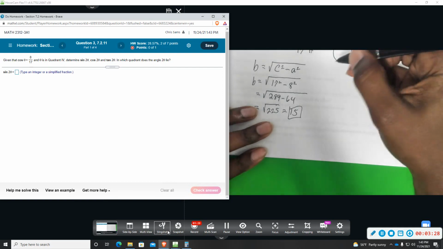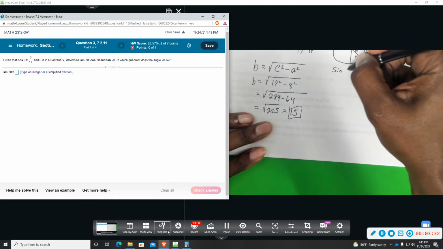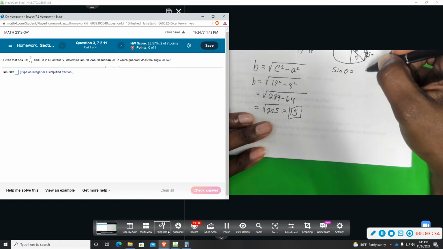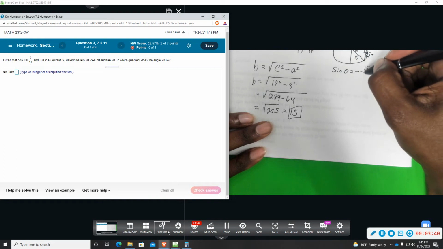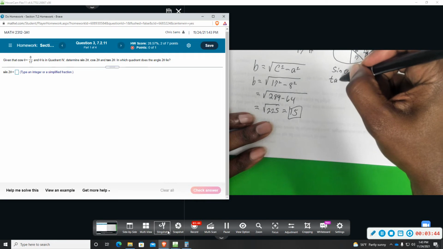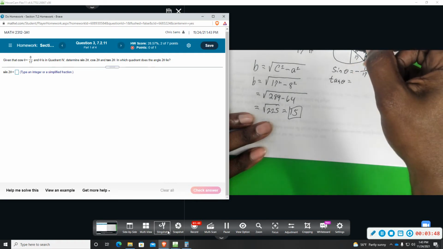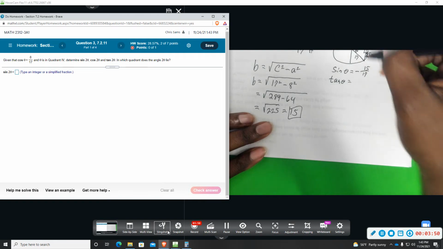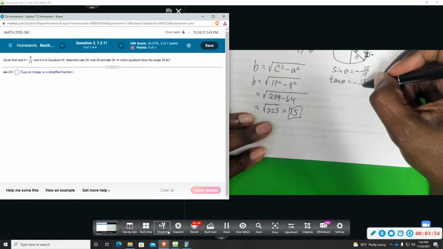So we want to find sine 2 theta. Let me go ahead and find out what sine and tangent are. Sine of theta is equal to negative, the opposite over hypotenuse, so negative 15 over 17. And tangent, just in case we need it, tan theta is equal to opposite over adjacent, so negative 15 over 8.